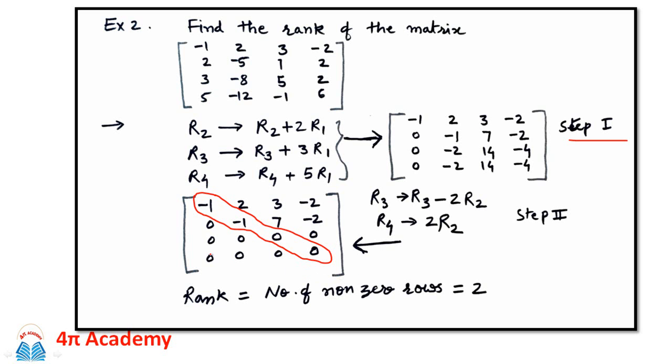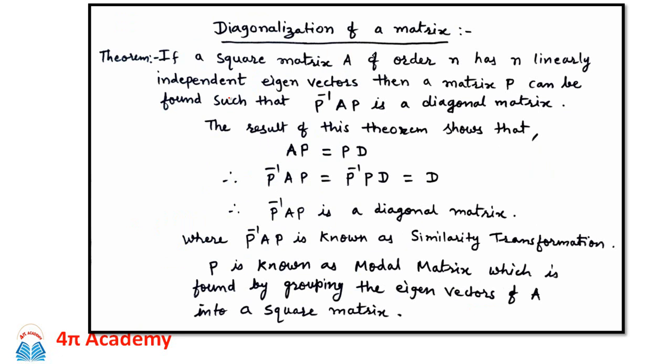Now you have to count the number of non-zero rows. Here this row has all its elements as 0. This row has all its elements as 0. It means that the number of non-zero rows is only 2, and hence the rank of the matrix will be equal to 2. So this is how we can find the rank of a matrix in very easy steps. This is the method for finding the rank of a matrix.